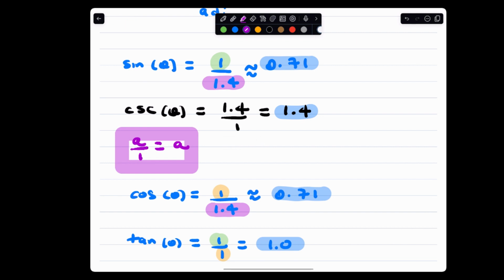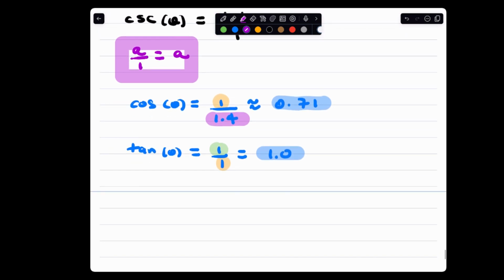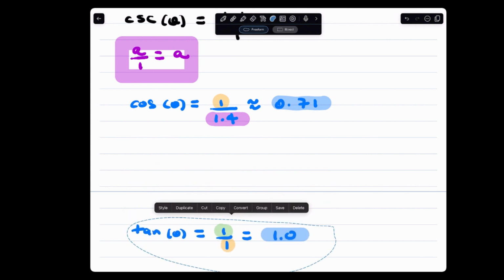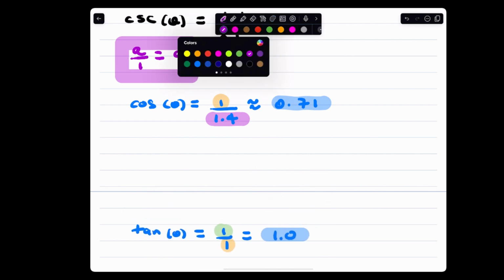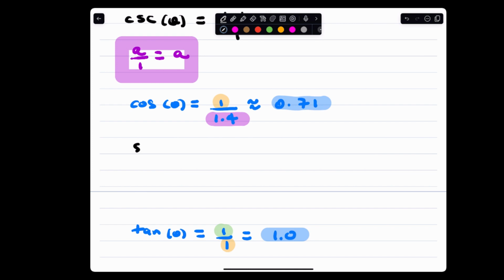Easy peasy lemon squeezy. Now, what's the reciprocal of cosine? Anybody remember that one? What's this? Secant.